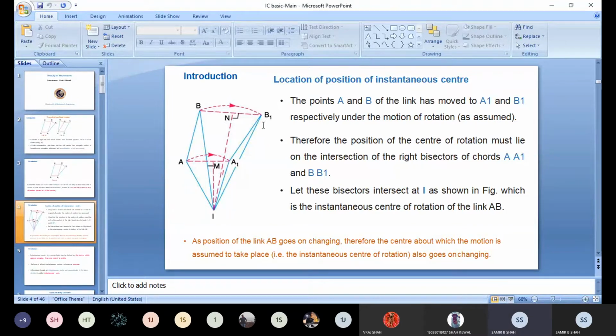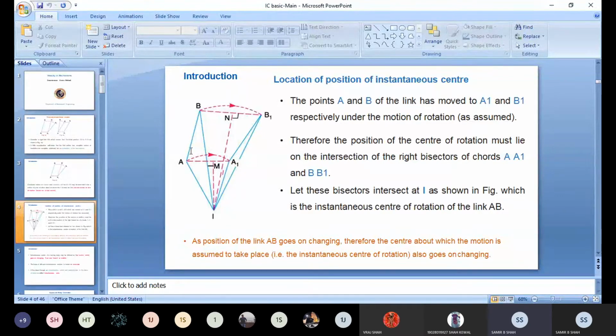Therefore, the position of the center of rotation must lie on the intersection of the right angle bisectors of chords AA1 and BB1. Okay, that we know very well. The intersection and right angle to the bisector, which is considered as a midpoint.